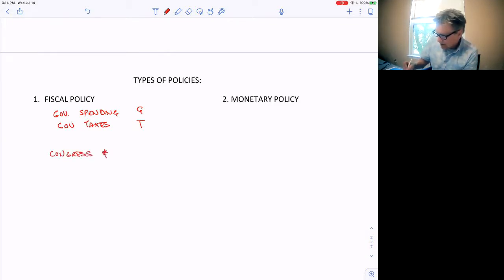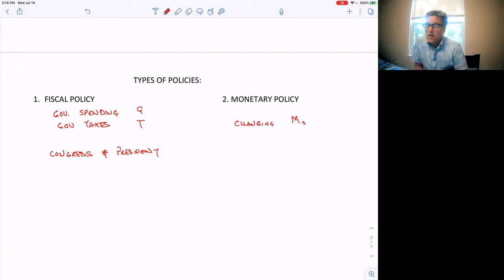Congress makes the laws, and the president signs them or vetoes them. The second type of stabilization policy, which we'll go over in another module, is monetary policy. And this involves changing the money supply. And I'll just write MS for the money supply, because it's well known by economists that if you change the money supply, it also affects GDP. Increasing the money supply stimulates the economy. And contractions of the money supply contract the economy.